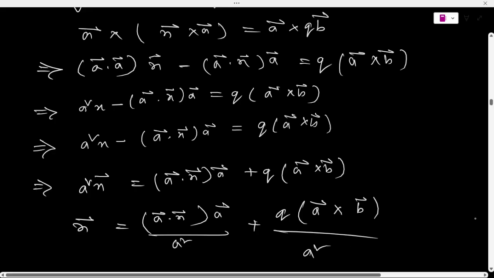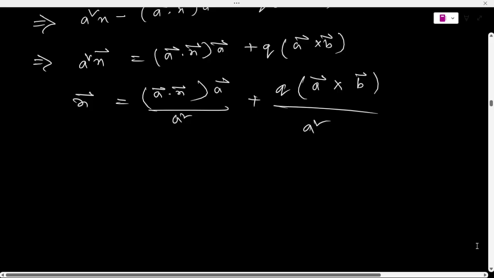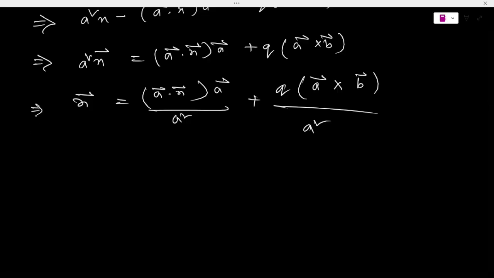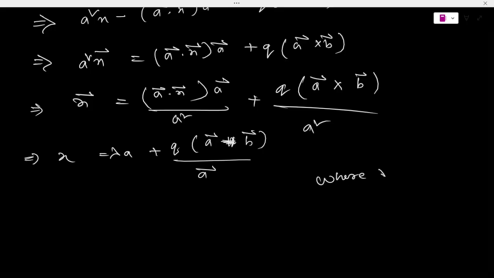So what will be the ultimate result? So after that x will be lambda a plus q into a vector cross of b vector divided by a square, where lambda is equal to a vector dot x vector divided by a square.